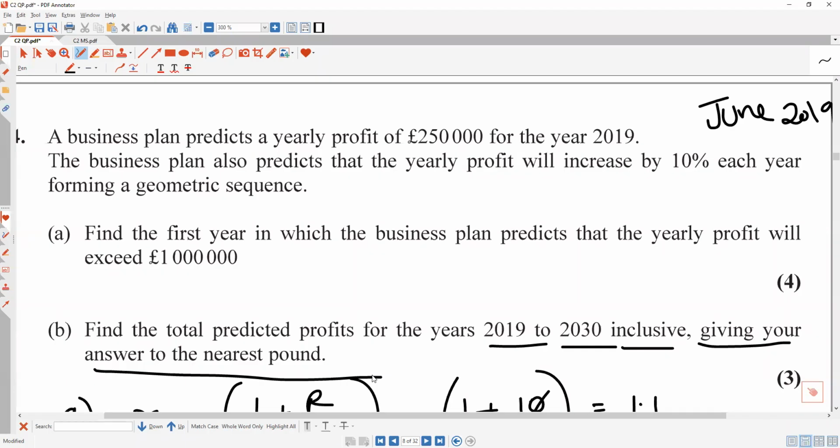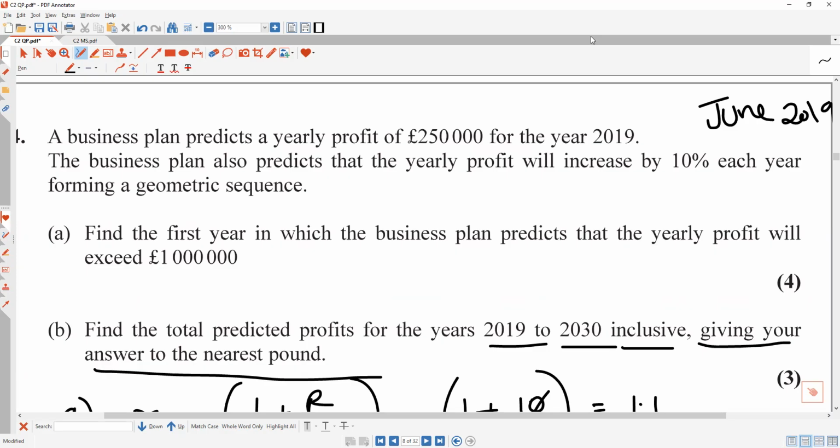Then the a value is 250,000. We know n, we know a. R is 1.1. So which formula are you going to use? Why 12 years? 2019 to 2030. 2019, 20, 21, count on your fingers. You'll get it. Let me pause the video.